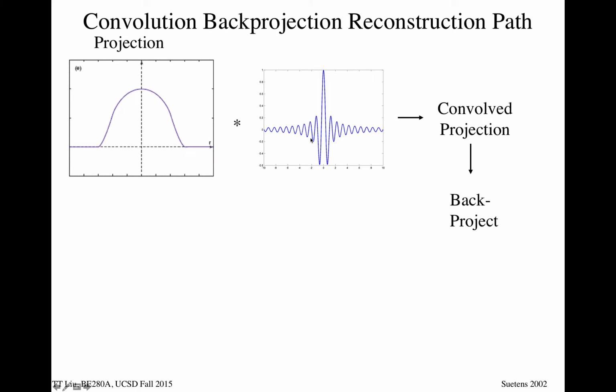So we convolve with this, and now I have a convolved projection, and I back project those. Everything's done in the spatial domain. I never took a Fourier transform here. I just did a convolution.